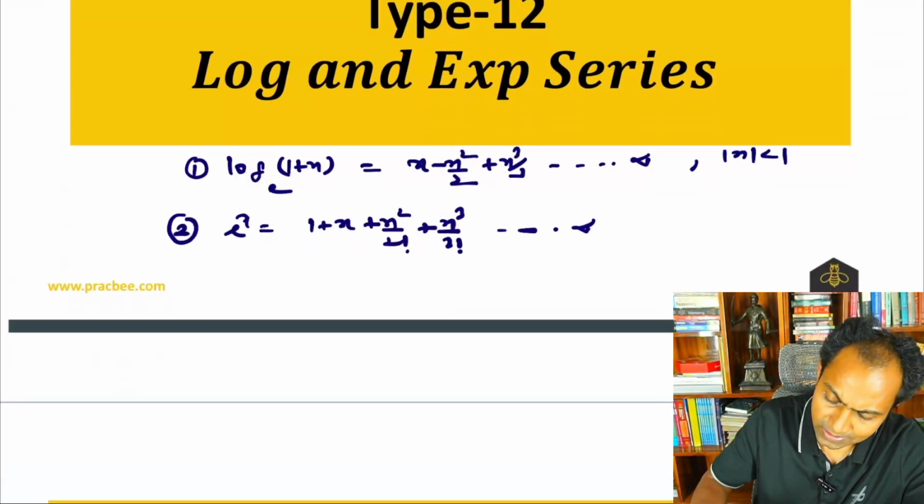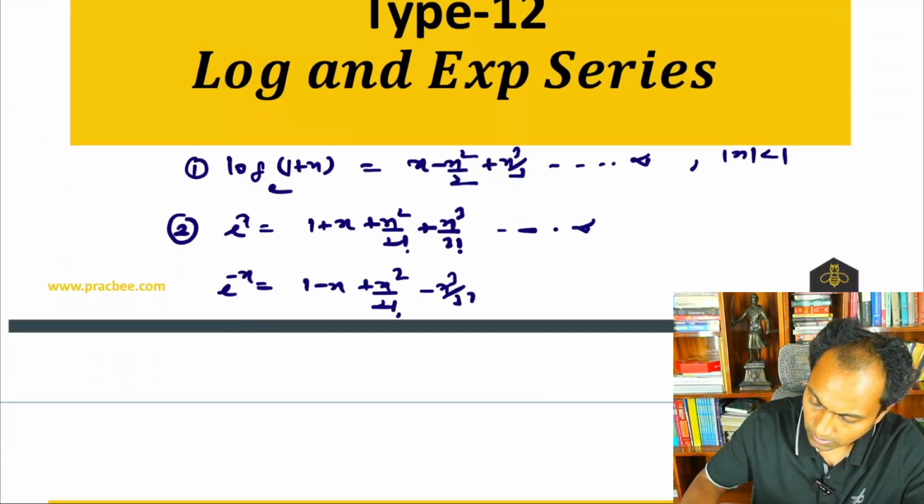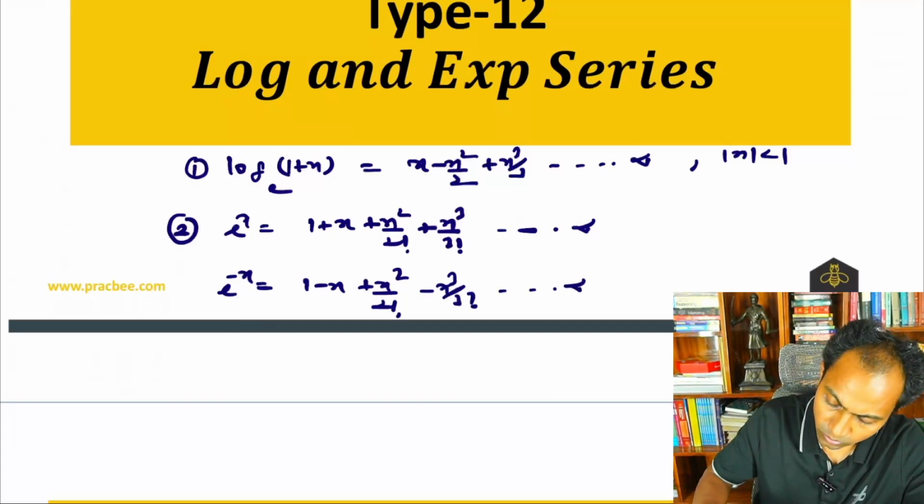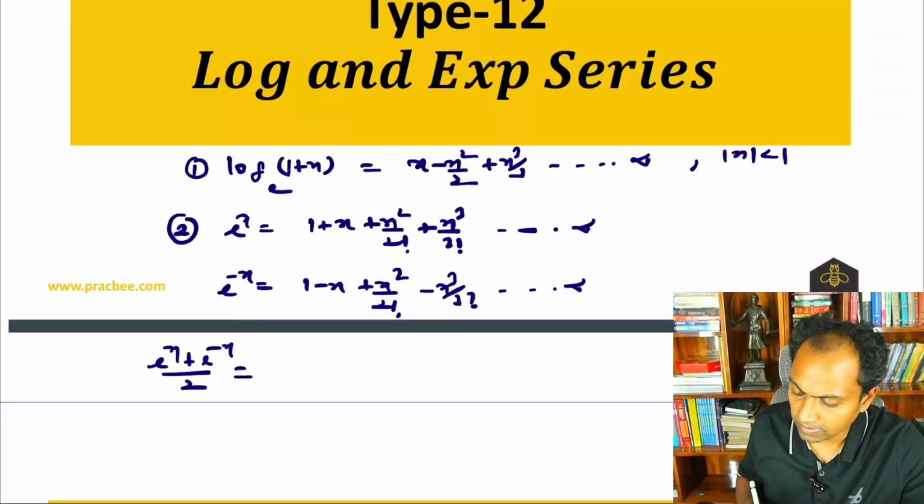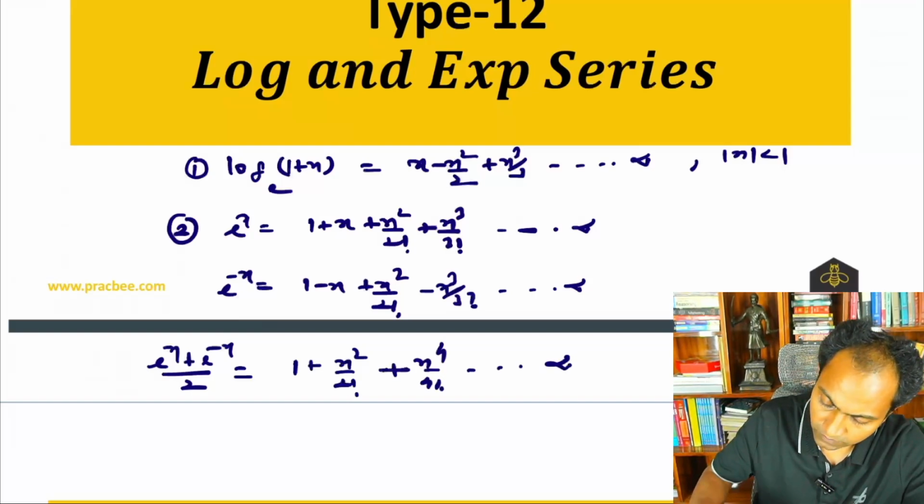There are two sub cases here. If I replace x by minus x, this will become 1 minus x plus x square by 2 factorial minus x cube by 3 factorial, so on and so forth. And if you add both of them, e raised to the power x plus e raised to the power minus x, divided by 2, would be equal to nothing but 1 plus x square by 2 factorial, x raised to the power 4 by 4 factorial, so on and so forth till infinity.